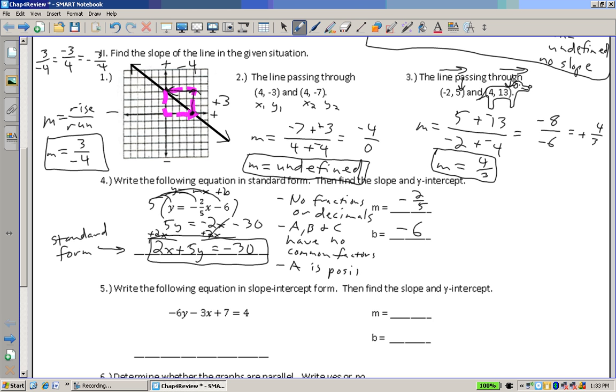We need that leading coefficient to be positive. Now, it depends on the literature that you're looking at. Some will say that it doesn't matter. Some will say that it does. So we're going to go ahead and say that A is positive. And that's how you know that that's in standard form.